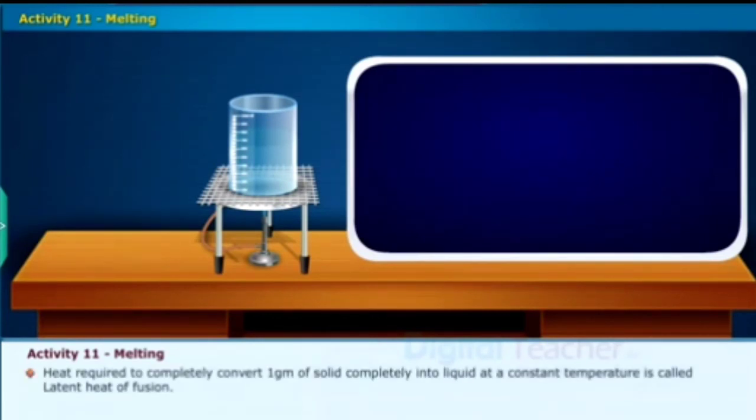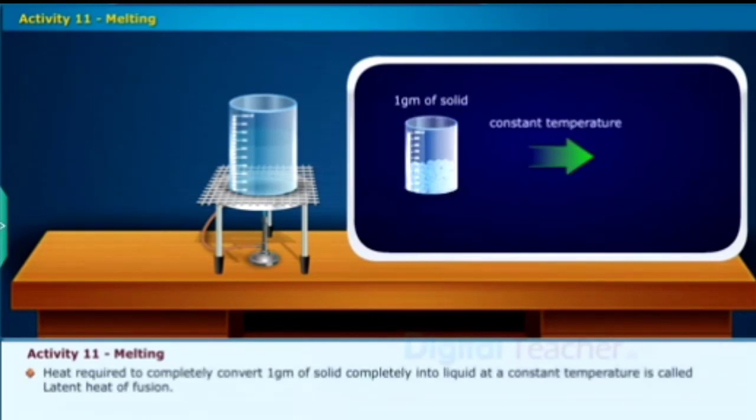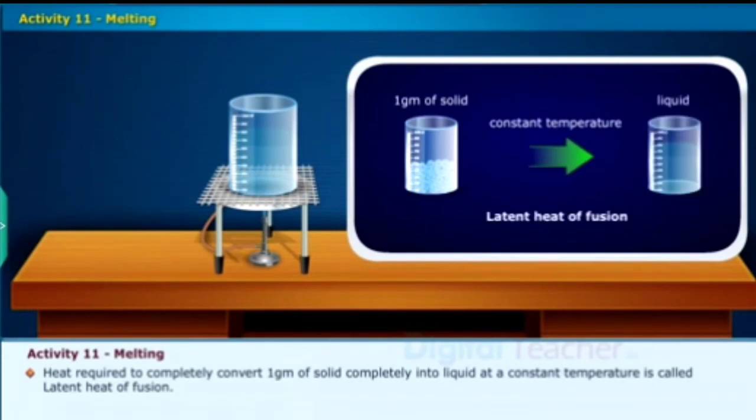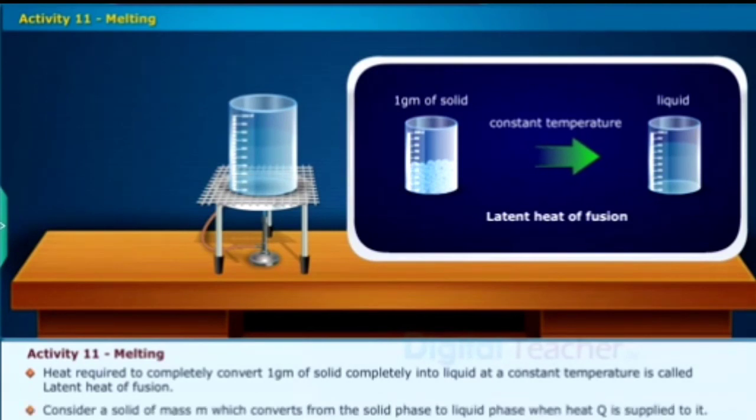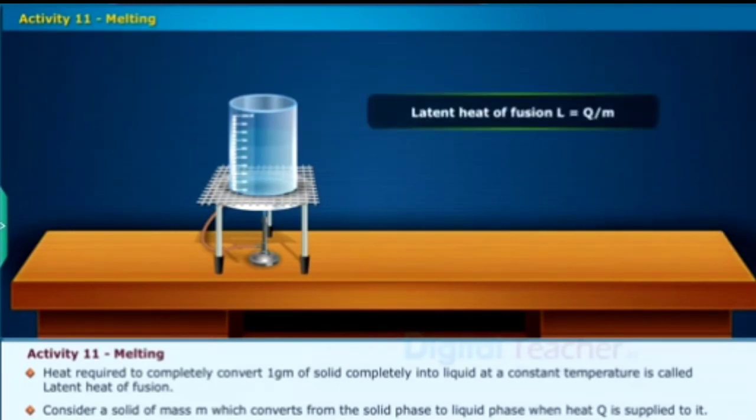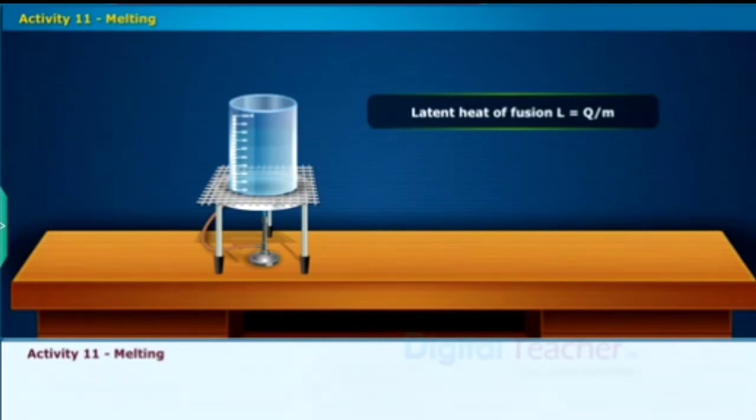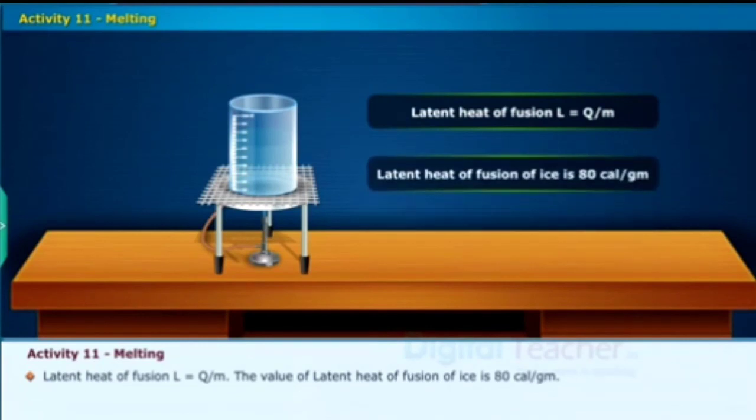Heat required to completely convert 1 gram of solid completely into liquid at a constant temperature is called latent heat of fusion. Consider a solid of mass m which converts from the solid phase to liquid phase when heat Q is supplied to it. The heat required to convert 1 gram of solid into liquid is Q by m. Latent heat of fusion L is equal to Q by m. The value of latent heat of fusion of ice is 80 calories per gram.